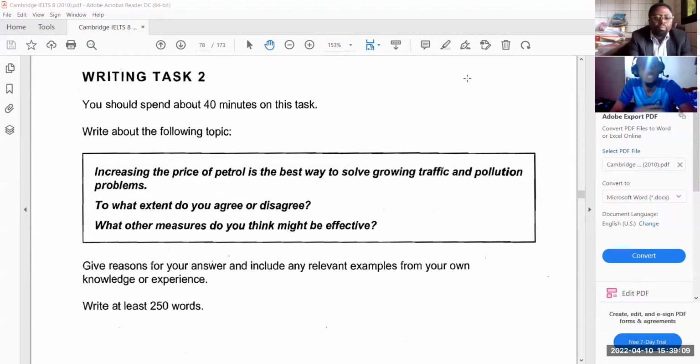So it's not an independent task requirement. It is complementary to all task requirements. Yes, I see. Good. So please don't forget that in your essay, you have to also bring out the relationship between traffic, growing traffic, and pollution.